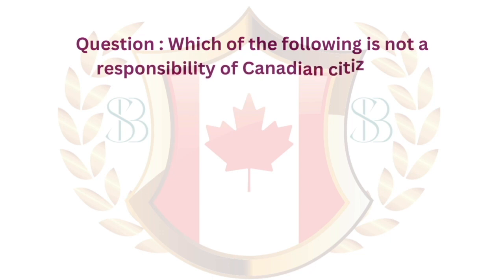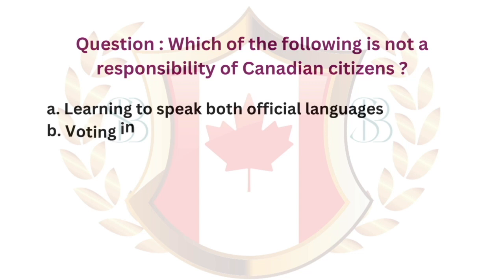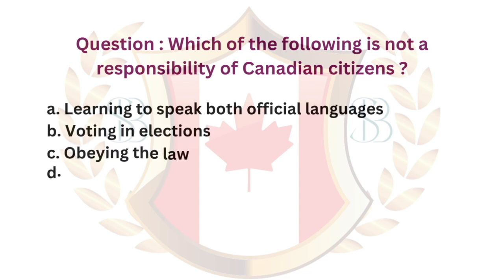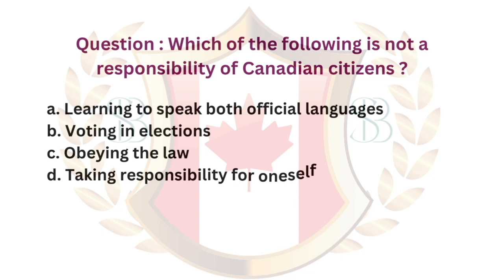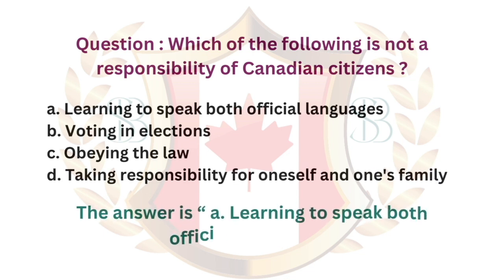Question. Which of the following is not a responsibility of Canadian citizens? A. Learning to speak both official languages. B. Voting in elections. C. Obeying the law. D. Taking responsibility for oneself and one's family. The answer is A. Learning to speak both official languages.